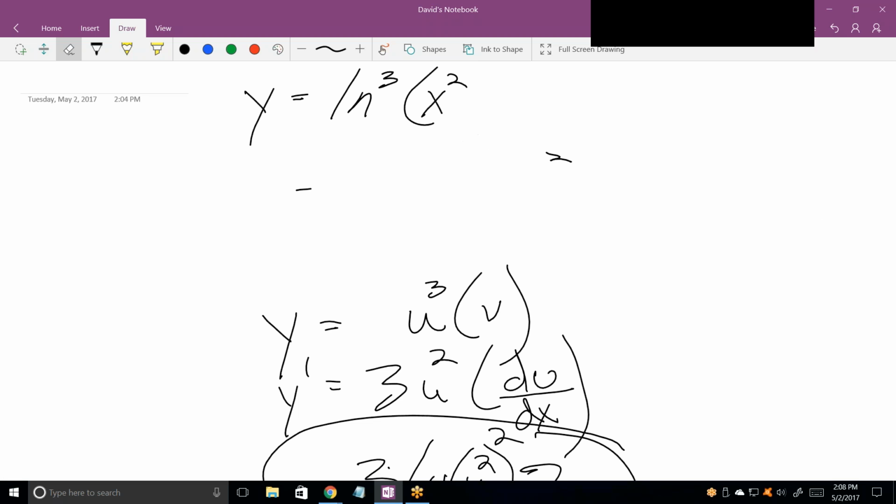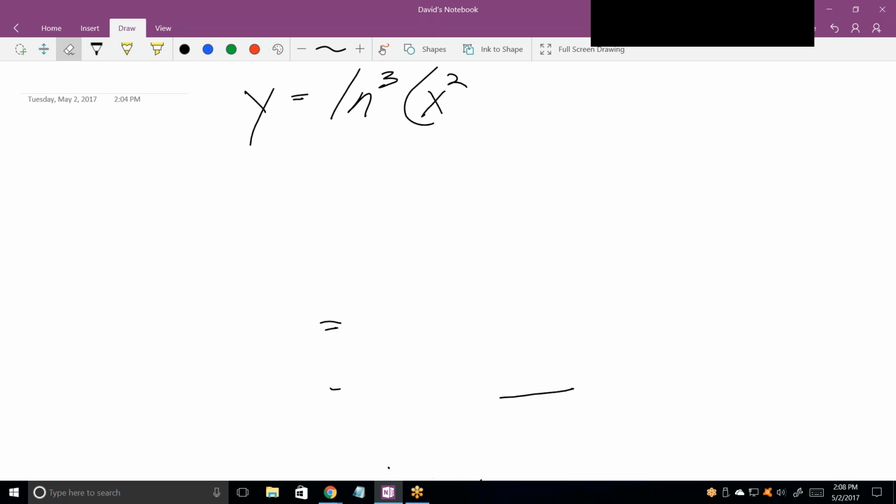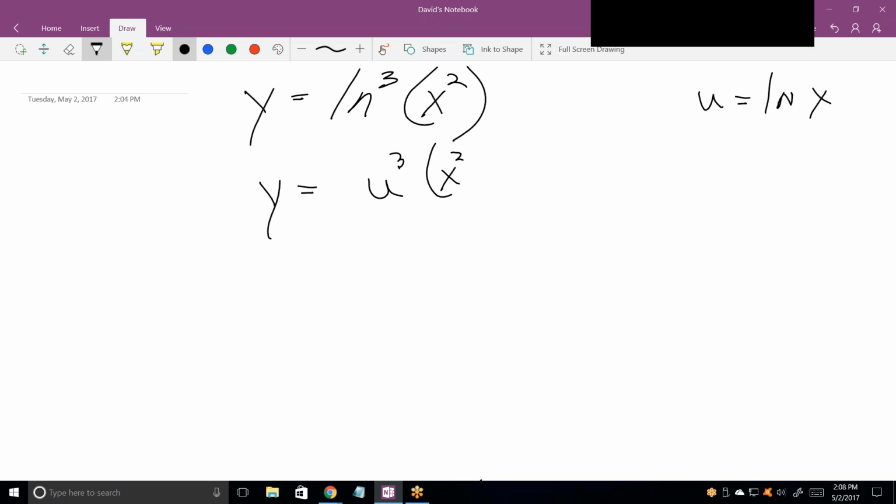I'm going to start from scratch here, just so we know exactly what's going on. First of all, I'm going to let u equal natural log of x, which means I have y equal u cubed of x squared.